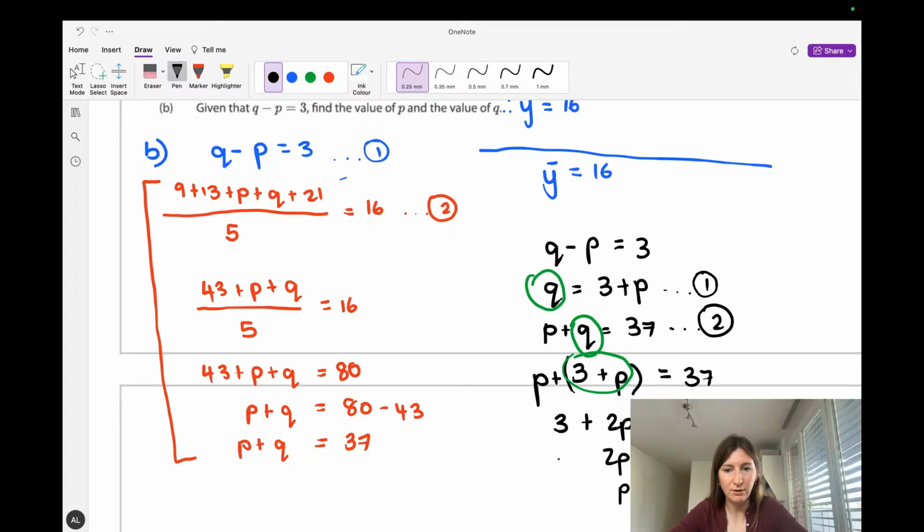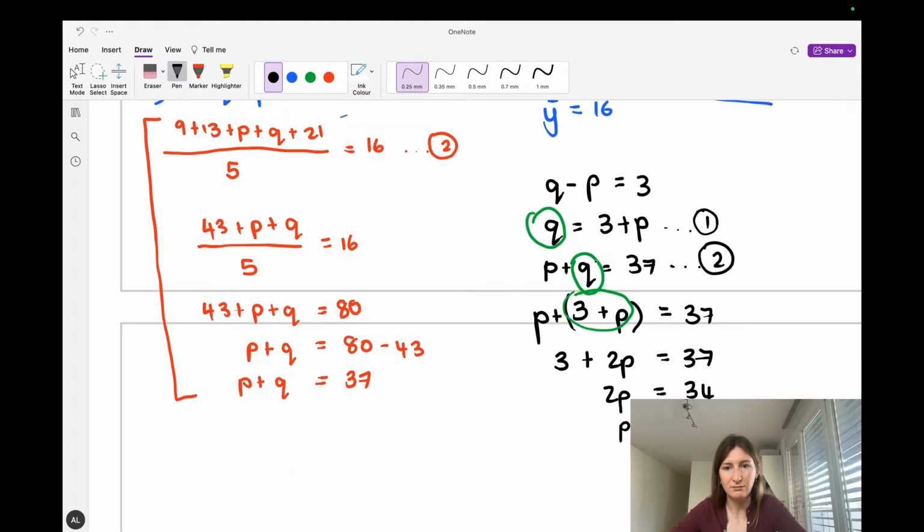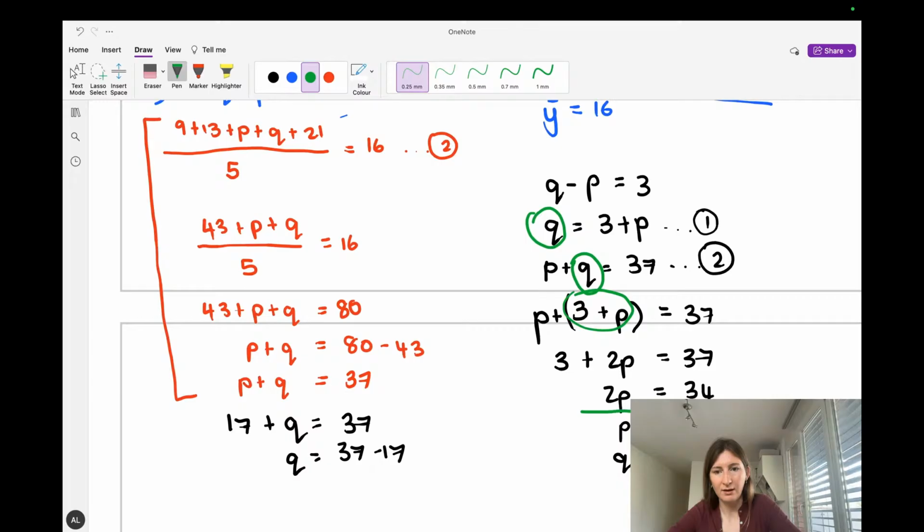No, we needed Q as well. So we can find Q from any one of these two equations. Both will give us the same answer. They said P plus Q is 37. Well, P is 17. 17 plus what gives us 37? Nice and easy. So Q equals 20. Q is 37 minus 17, which is 20. Okay. And now we have gotten our P and our Q.